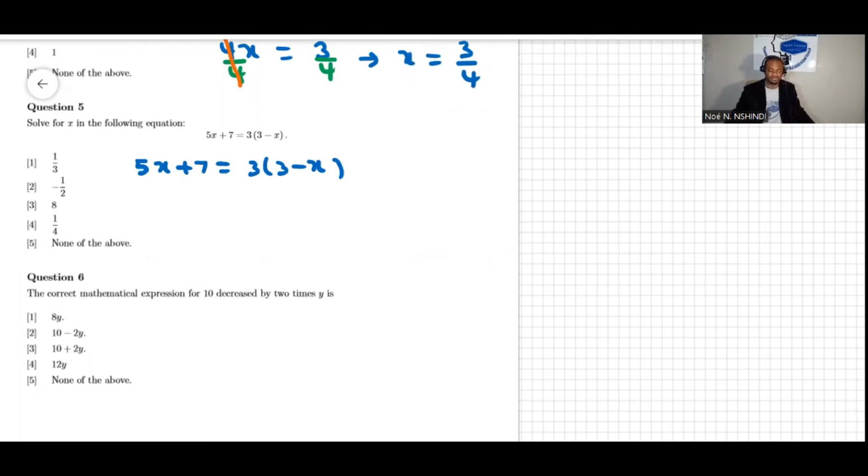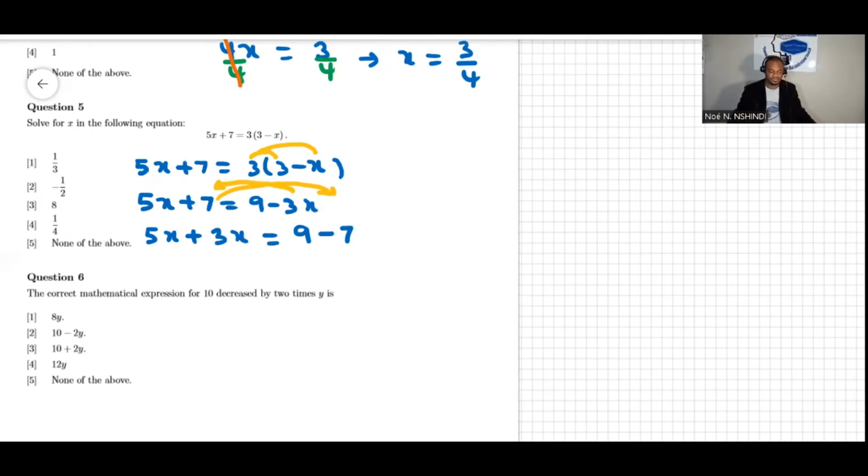Now to solve this, I will first do 3 times 3, 3 times x. Expand that one, and then that will be 5x plus 7 equal to 9 minus 3x. And then I can move negative 3x over. I'll move this negative 3x over and then move the 7 to the other side. So 5x plus 3x will be equal to 9, and then moving the 7 to the other side, it will become negative 7, and then this will be 8x equal to 9 minus 7 is 2.